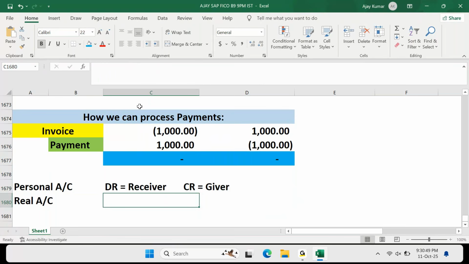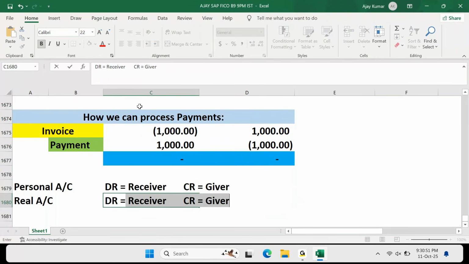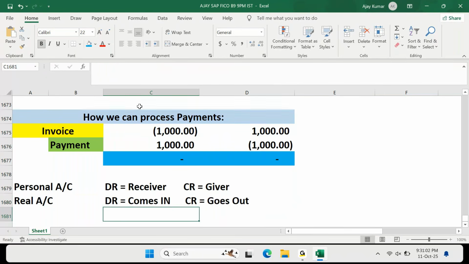According to the real account, debit is equal to what comes in, credit is equal to what goes out, right? Yes. Now, is this debit because of debit what comes in, or because of debit the receiver? Little tricky now.